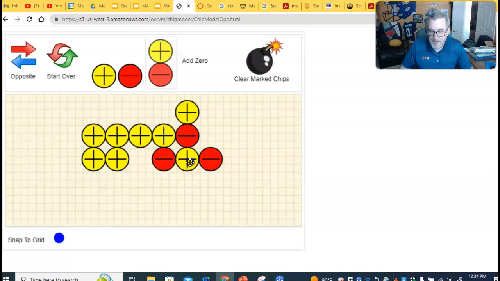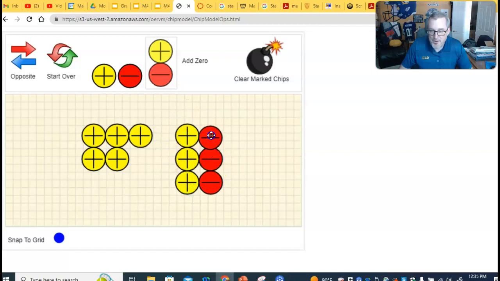I got it. So I have these 0 pairs. Let me just throw them over here. So 5 plus 0 is still 5. But now I can do what the problem stated.